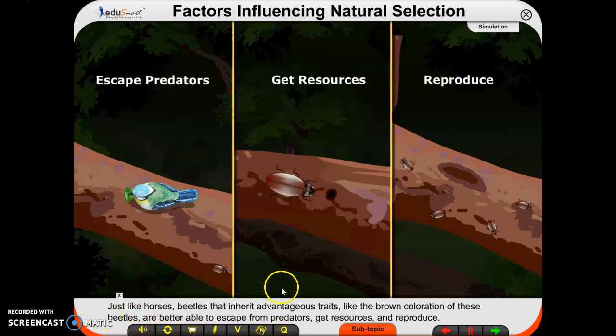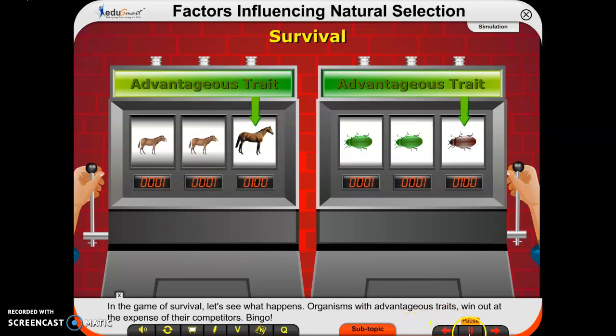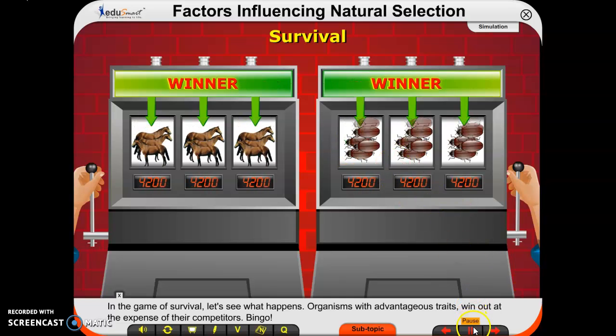So the bright green beetles get eaten by the birds, and therefore they don't get to survive to be able to reproduce to pass on the trait of being green. But the brown ones do. They're able to survive, they're able to reproduce, and when they reproduce, their offspring are also brown. So then the green color is a disadvantageous trait. The brown color is an advantageous trait. And over time, the majority of those beetles are going to be brown.